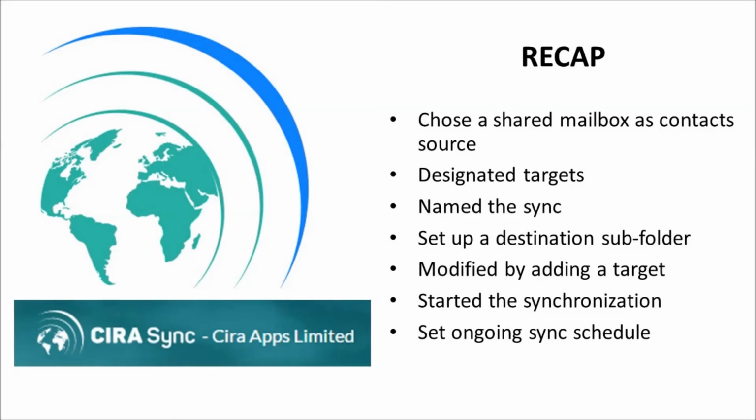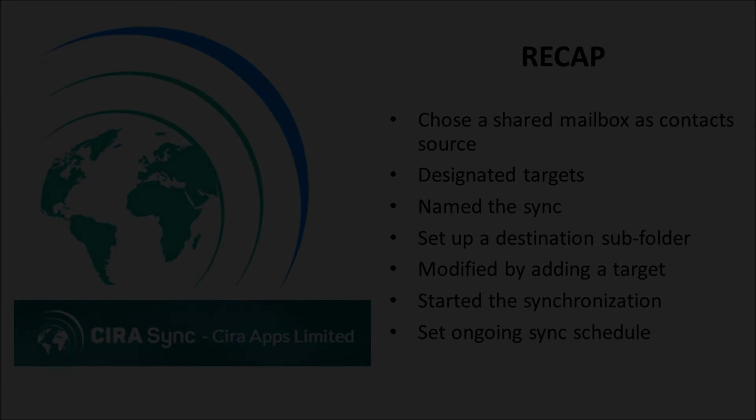Now let's recap what was covered in this video. We chose a shared mailbox as our contact source and then designated targets. We named the sync for management purposes and set up a destination subfolder and modified it by adding an additional target. We began the synchronization and finally set a timetable for ongoing updates. All very easy in CirrusSync Enterprise Edition.